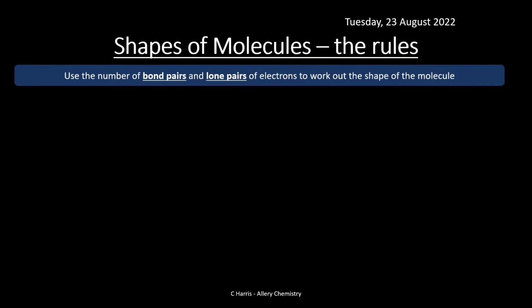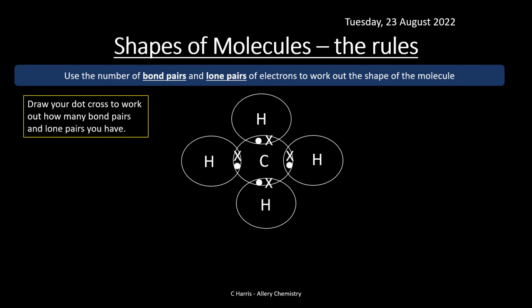Okay, so let's look at some actual shapes and look at some specific examples. When you're trying to work out what shape your compound or substance has, you've got to follow a specific method. Again, you might have a different method to what I'm going to use here, but this is just a way in which you can do it. So what I would do is draw a dot cross diagram to work out how many bond pairs we have and how many lone pairs we have.